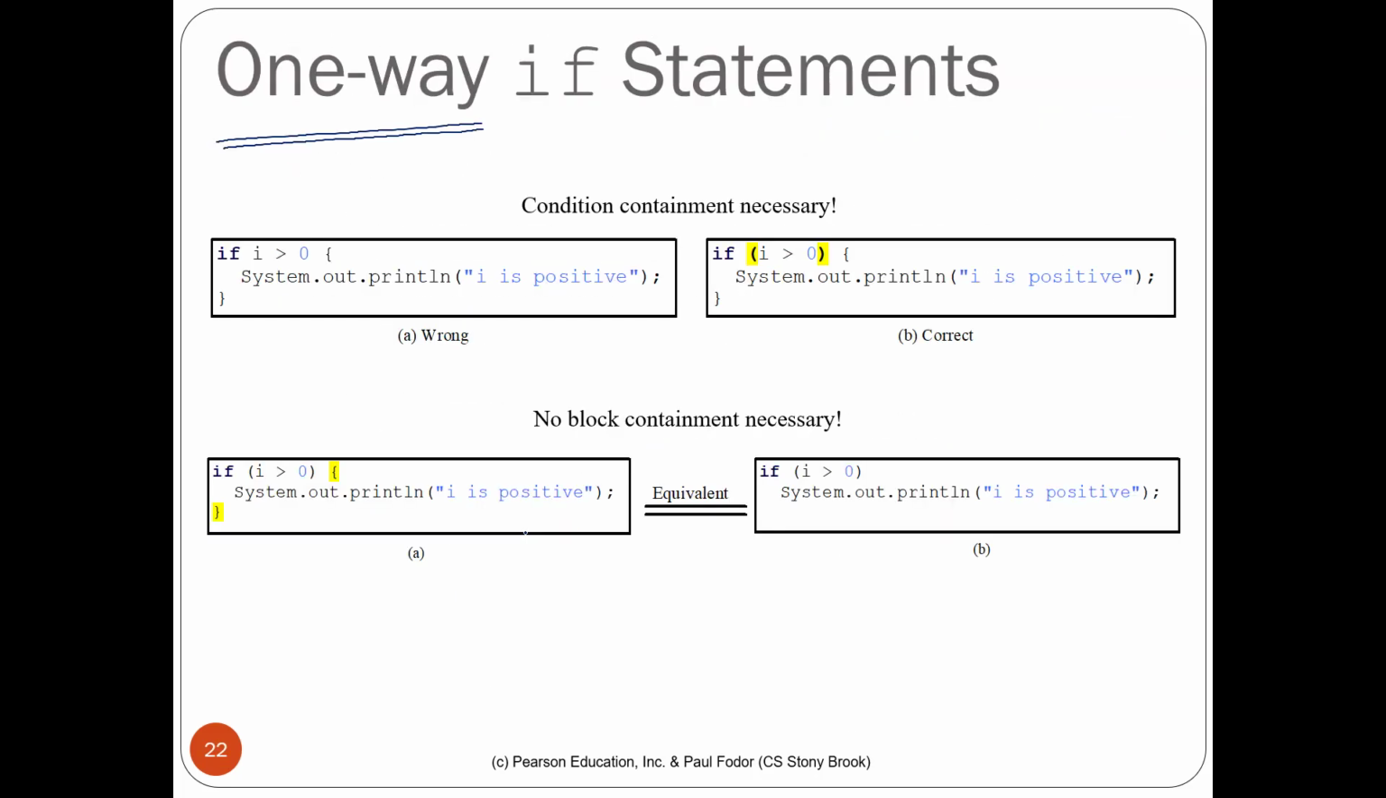So what are the rules? Now the condition containment is necessary. That means you cannot use if this way, right? The condition that you have, or the Boolean expression, should go in the parentheses. This is the best way. Condition containment is necessary, which means the Boolean expression should be in parentheses, and that parenthesis comes after the if statement. If, then the parenthesis.